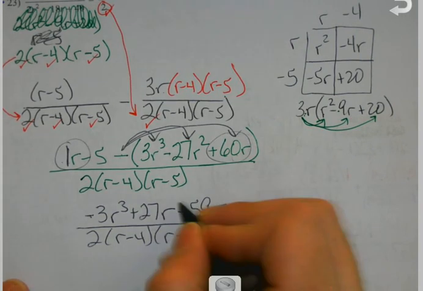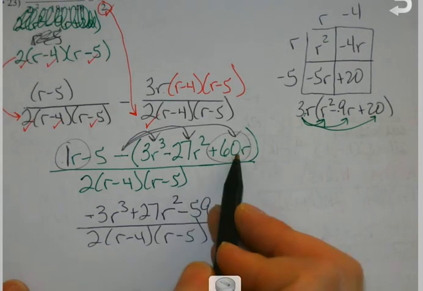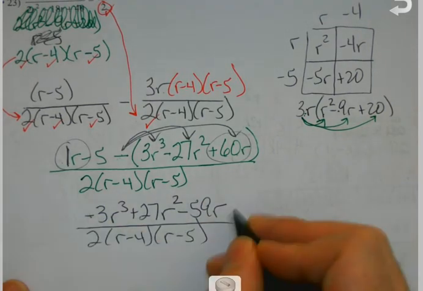Wouldn't that be 27r squared? Good job, y'all. Nicely done. Because yeah, otherwise I'd be combining more like terms. So good call. Yep, 59, because I got negative 60 plus 1. And then I got the minus 5 on the end.